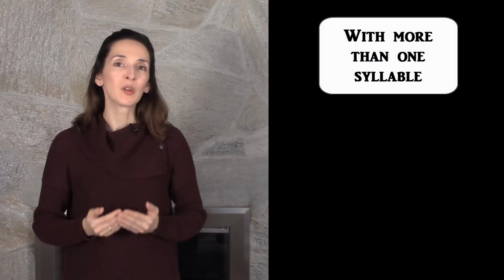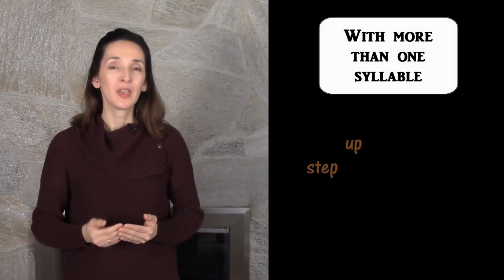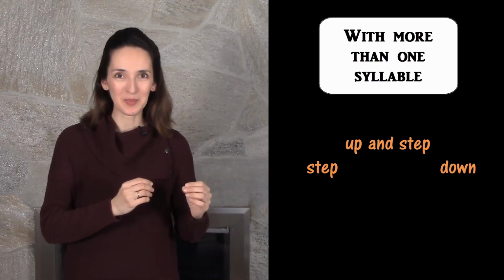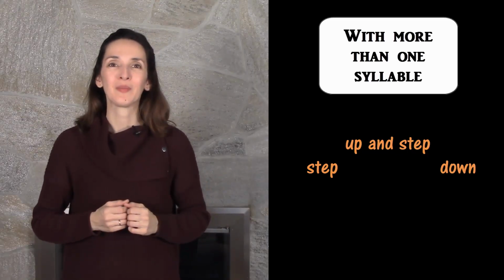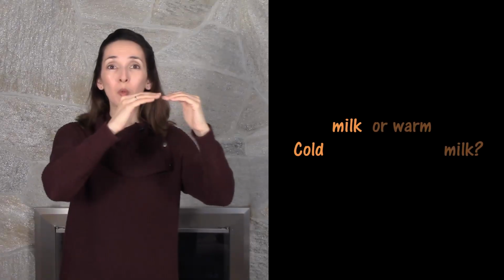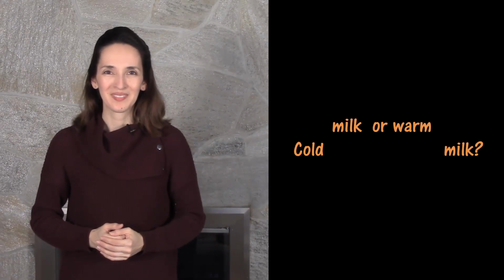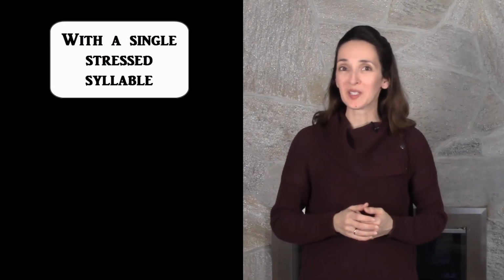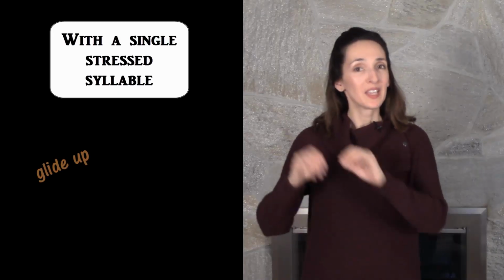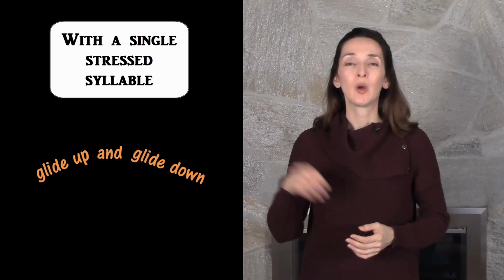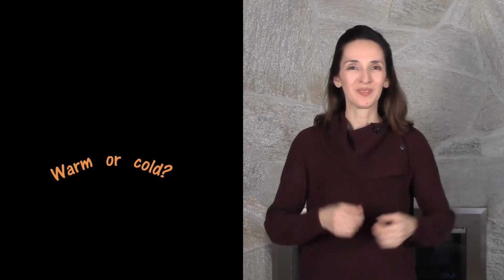As you'll recall from previous lessons, if I have more than one syllable to work with, then my rising and falling intonation can happen in steps. For example, cold milk or warm milk? Cold milk or warm milk? If I have a single stressed syllable as my focus word, then I need to glide up and glide down. For example, warm or cold.